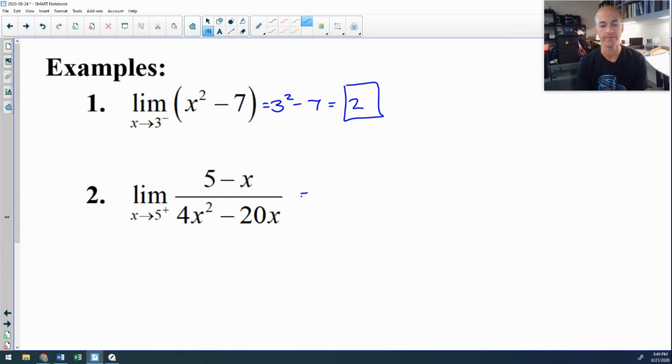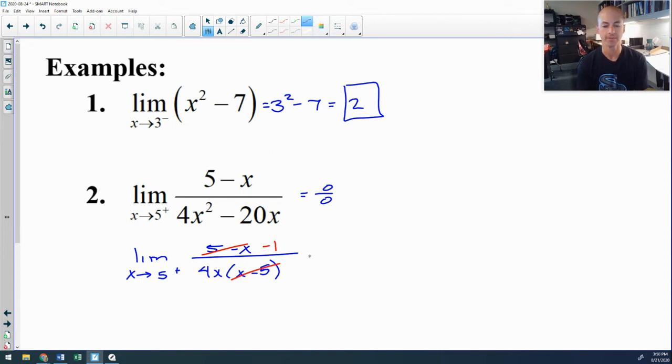If I plug in 5, you can do the arithmetic. It is indeterminate, 0 divided by 0. That means something should cancel. So I've got to figure out what level of algebra I need to do in order to cancel. And so my numerator, I can't really do anything with that. However, my denominator, I can factor out a 4x. That'll leave me with x minus 5. And I notice in the numerator and denominator, I have factors that are exact opposites, so I can cancel a 5 minus x with an x minus 5.